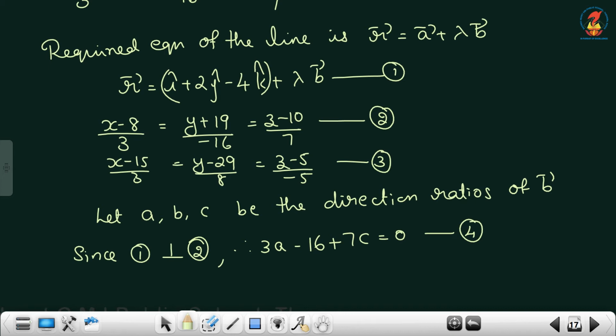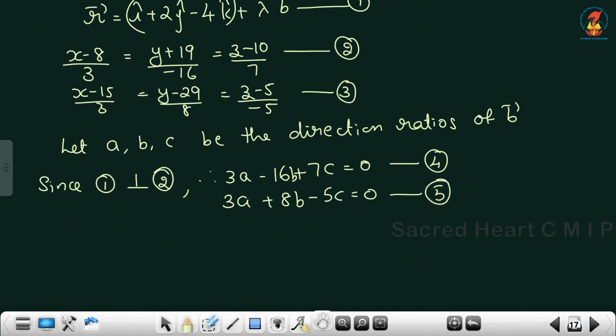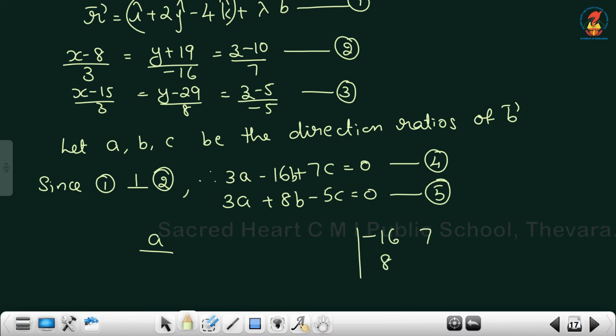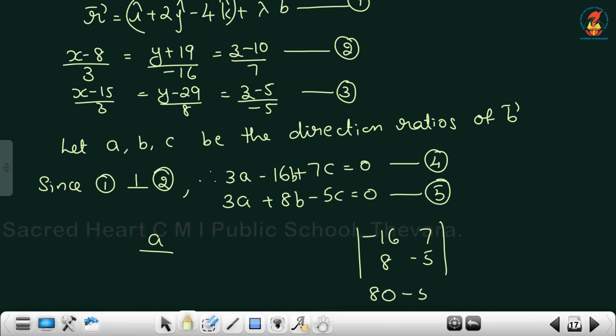Now the second one, a into 3, since the lines are perpendicular, that's why we use this condition. Then b into 8, so 8b minus 5c is equal to 0. Now solve 4 and 5. So a by the determinant minus 16, 7, 8, minus 5. 16 into 5 is 80, 80 minus 56. So it is 24.